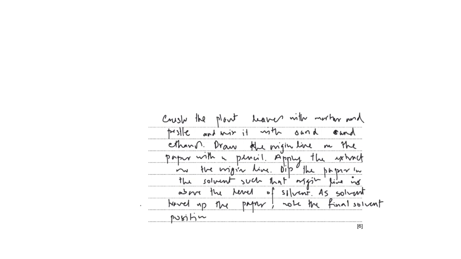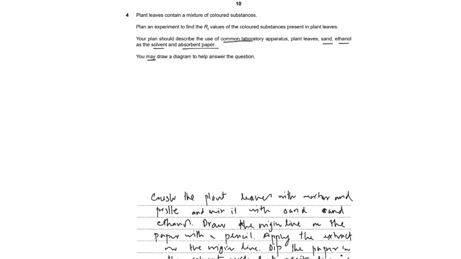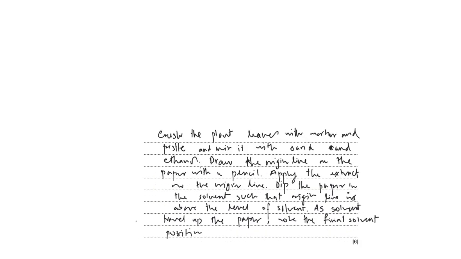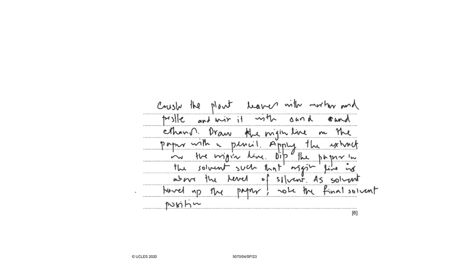What exactly was the question? What exactly was he asking you? He was asking you to plan an experiment to find the RF values of the colored substances in a plant leaf extract. Okay. Now, RF values of dyes or colored substances can be calculated by the formula. Just write the formula here.